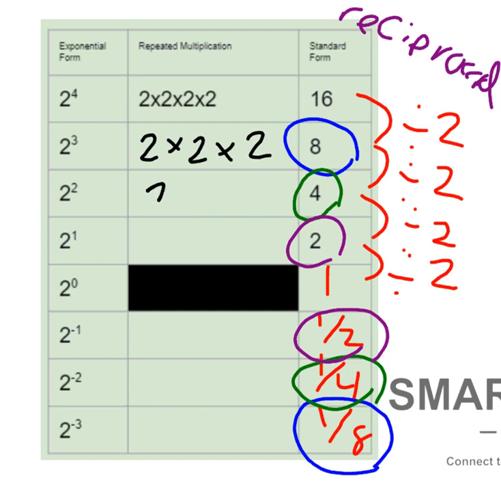So 2 to the 3 is just 2 times 2 times 2. 2 to the 2 is just 2 times 2. That 2 repeats 2 times. 2 to the 1 just repeats 1 time. We're going to not do that box.